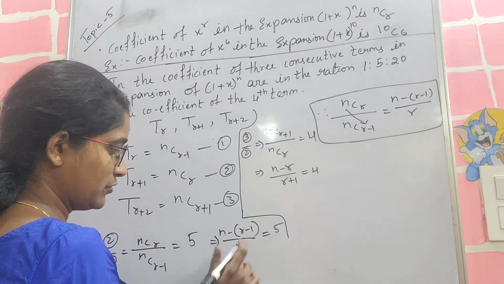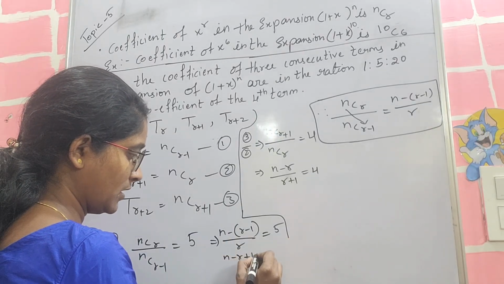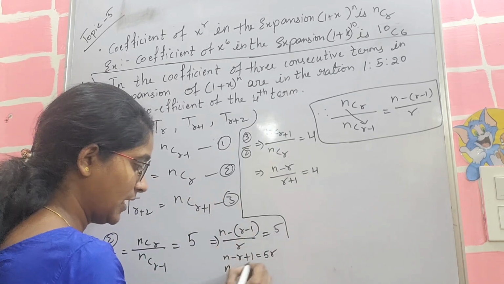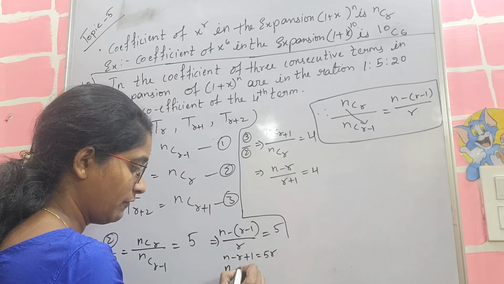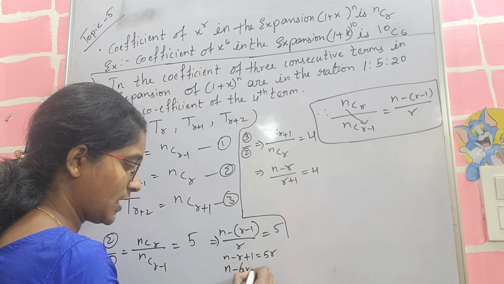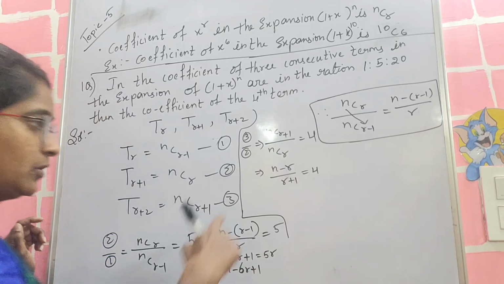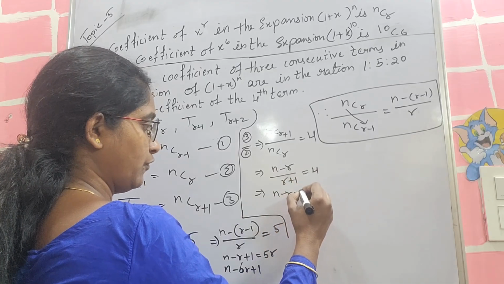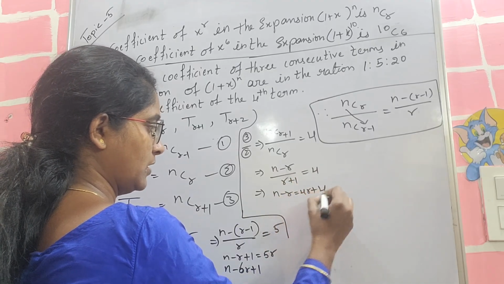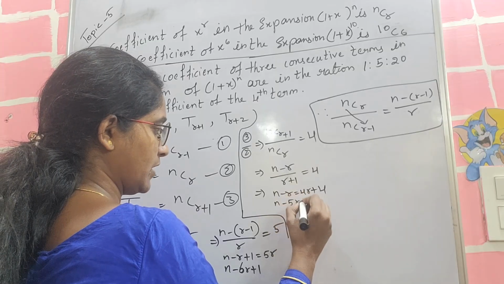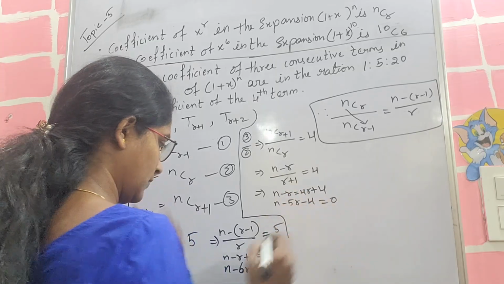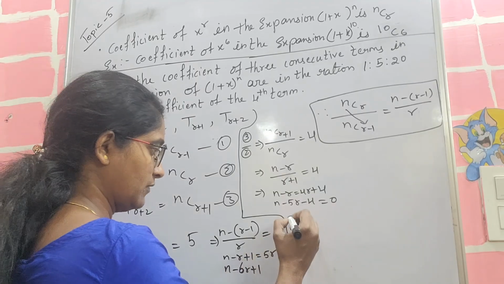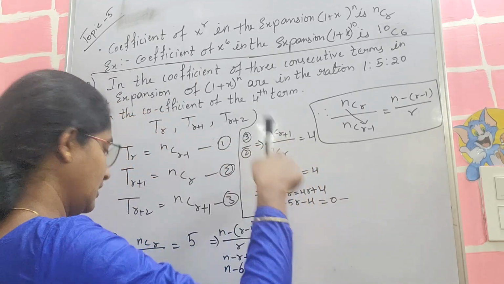So here I'm going to do just n minus r plus 1 is equal to 5r. Then if I send it inside, n minus 5r will become 6r plus 1. Now here I'm going to get n minus r is equal to 4r plus 4. If I send it inside, n minus 5r minus 4 is equal to 0. Now if I solve these both, what am I going to get? Equation 3 we have completed.